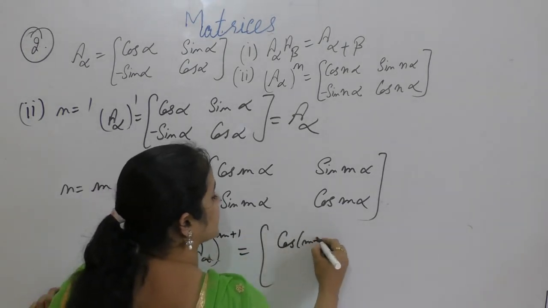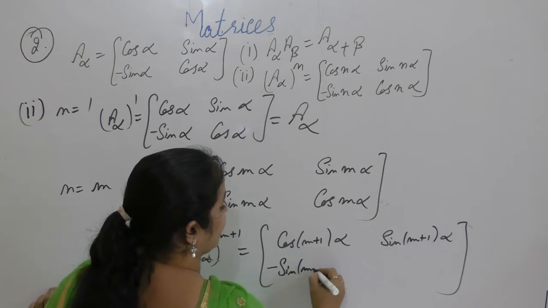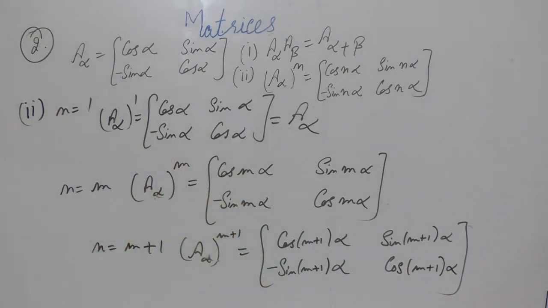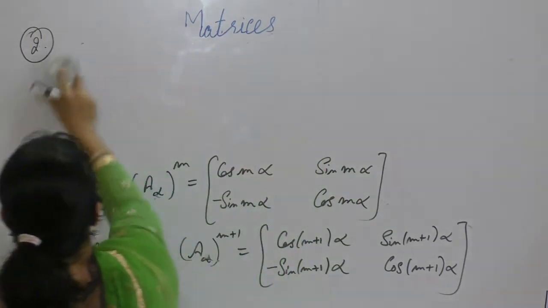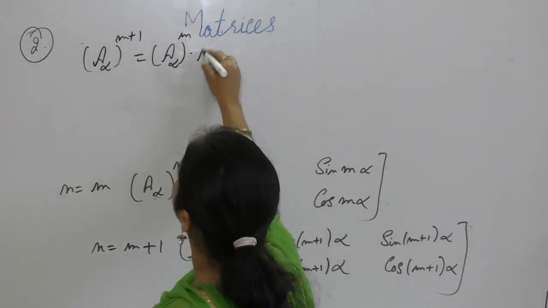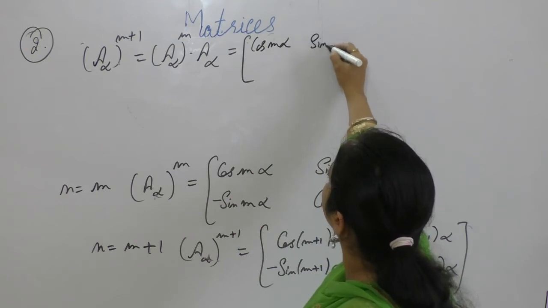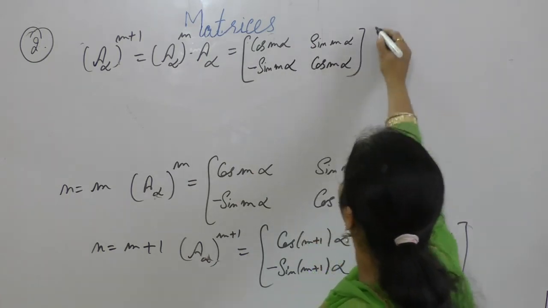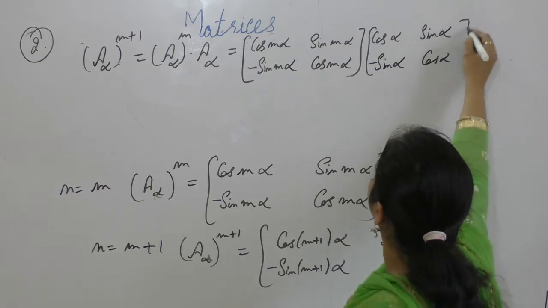Instead of m, m plus 1: cos of m plus 1 alpha, sin m plus 1 alpha, minus sin of m plus 1 alpha, cos of m plus 1 alpha. Now A alpha power m plus 1 is equals to A alpha power m into A alpha. A alpha power m is cos of m alpha, sin of m alpha, minus sin of m alpha, cos of m alpha. A alpha is cos alpha, sin alpha, minus sin of alpha, cos of alpha.